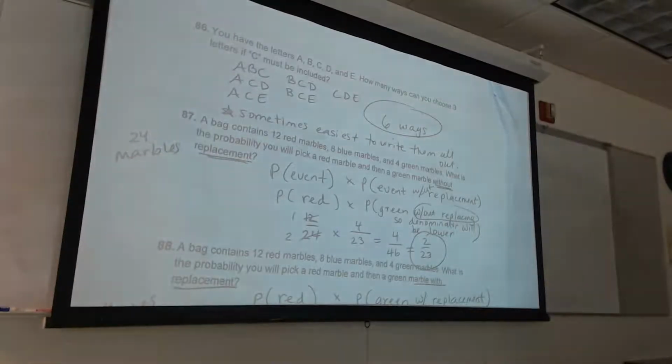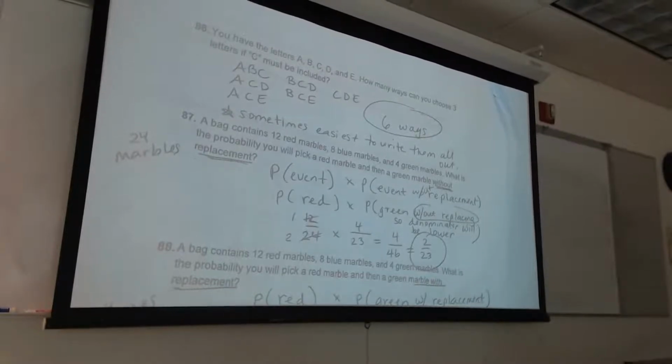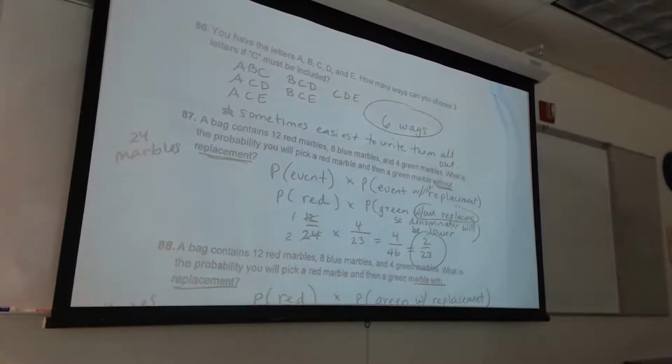You had the letters. I had 5 letters. How many ways can you choose 3 letters if the letter C must be there? In this case, sometimes it's easier just to write them out. I started on this one trying to figure out combinations and all that kind of thing, choosing this many if you can only have 3. Then I realized it's easier just to go A, B, C, A, C, B, A, C, D, A, C, all that kind of stuff. And we'll get into probability.